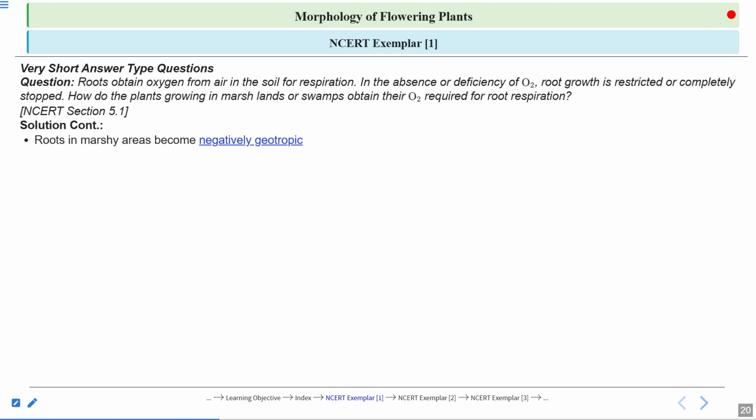Roots in marshy areas become negatively geotropic. Very important phenomenon. You have seen that roots always grow downward toward gravity. That is called positive geotropic phenomenon, which we see in the case of normal roots. But here the condition is different. This plant is growing in the marshy land, in the swamp, where no oxygen is present inside the soil. So the root makes its way negatively geotropic. That is why this root is called negatively geotropic, as it moves in an upward direction, right?